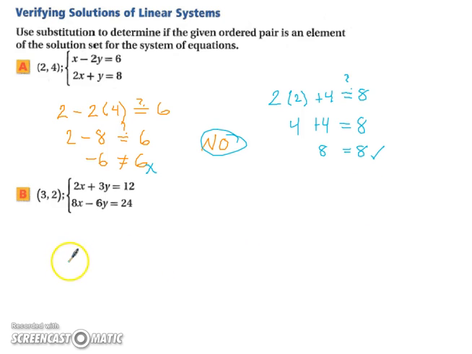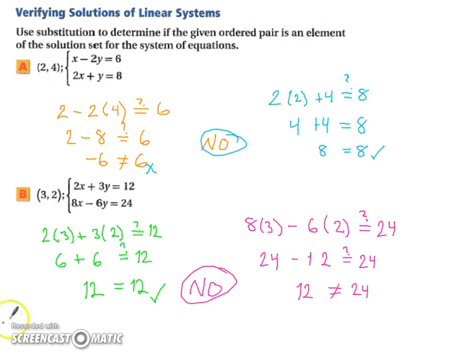So take a moment and pause the video and try B on your own. When you return to the video, the answer will be revealed down below. Well, it worked for the first equation, but not the second, so this one is no as well.